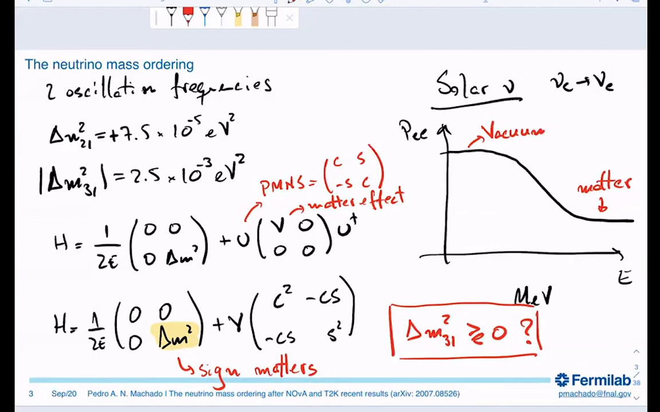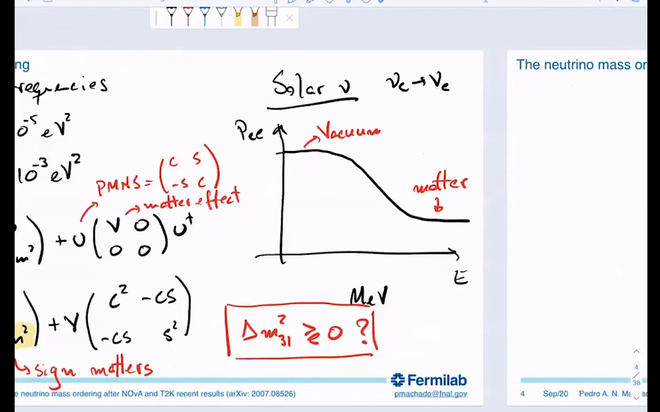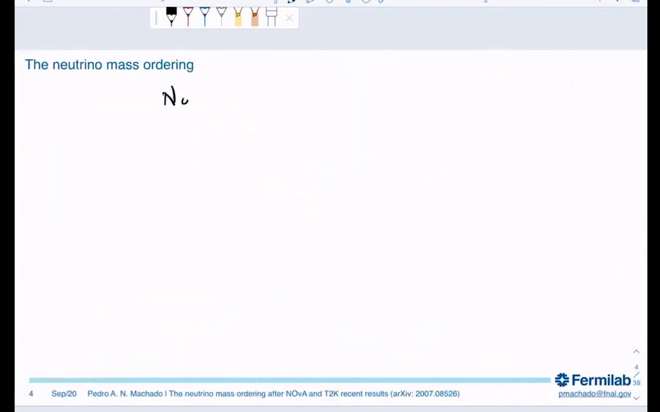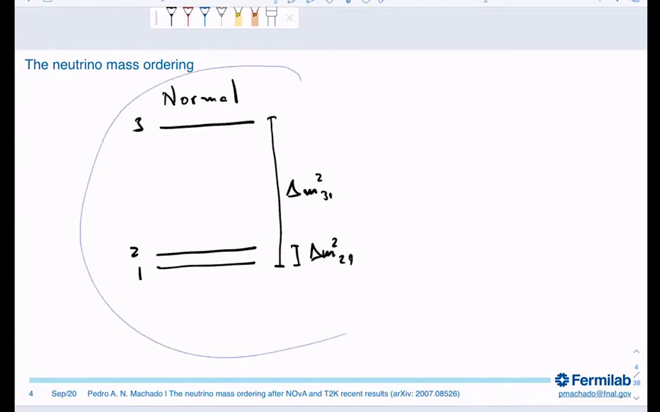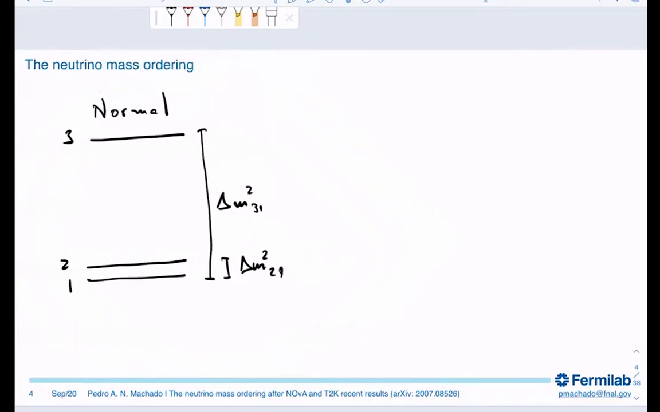So the mass ordering is essentially the question of what is this sign here. Just to set up notation, we can define the normal mass ordering. It's basically when neutrinos would be like this, 1, 2, and 3. This gap here would be your delta m squared 3-1, and this little one here is your delta m squared 2-1. Just pop this one a little bit to this side.